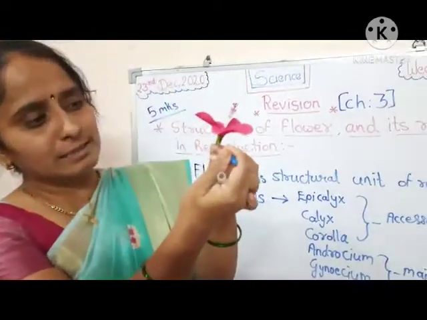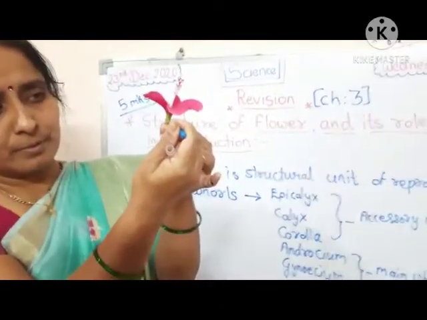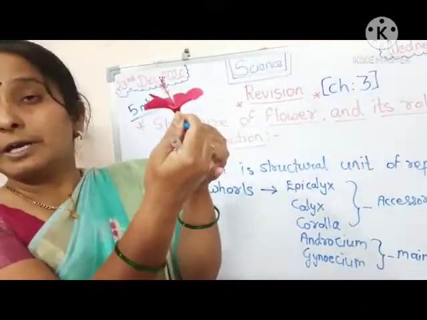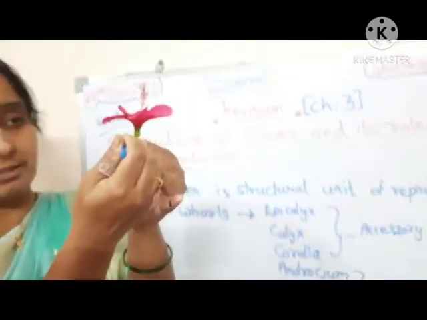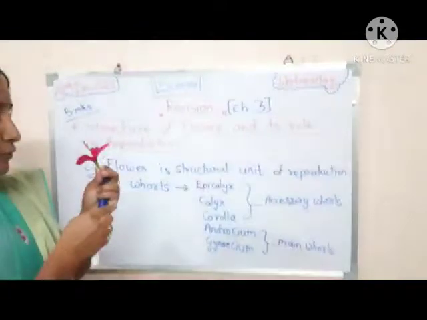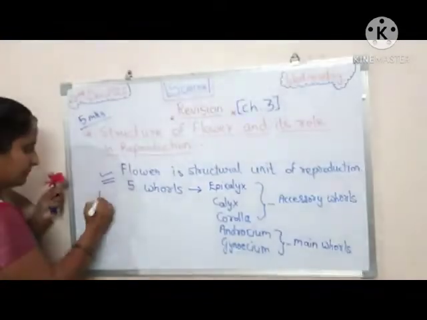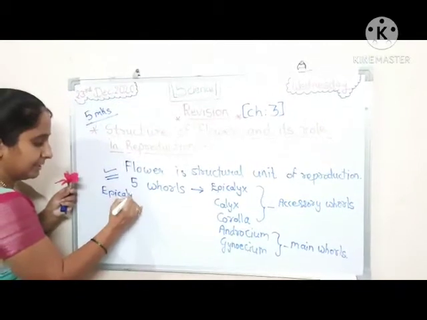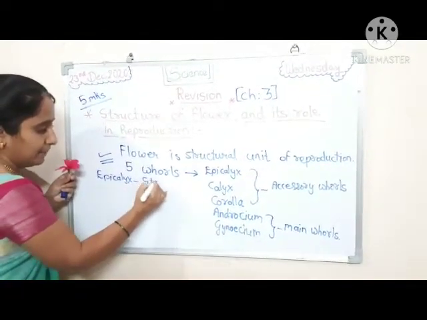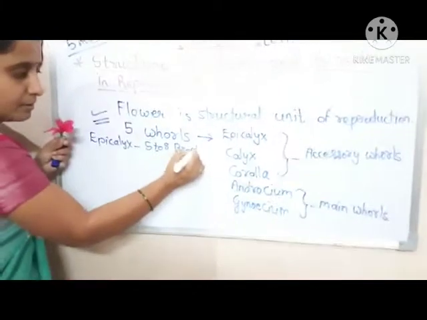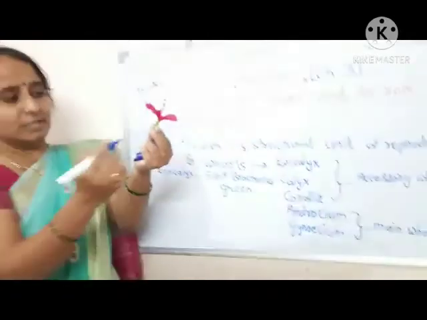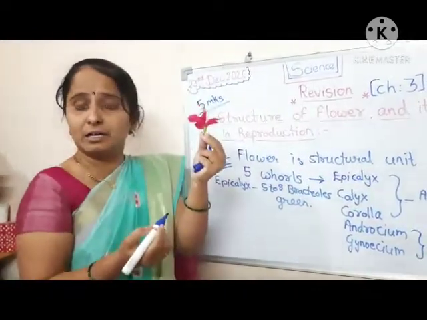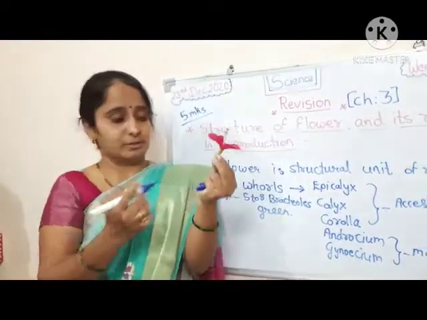Okay, then you can see these tiny bracteoles. These are the parts of epicalyx. The small green color parts are there, they are either 6 to 8. They are known as bracteoles. What are they known as? Bracteoles. So we can say that epicalyx is made up of 5 to 8 bracteoles, which are green in color. So what could be the function of these bracteoles? As they are green in color, they help in the photosynthesis process.